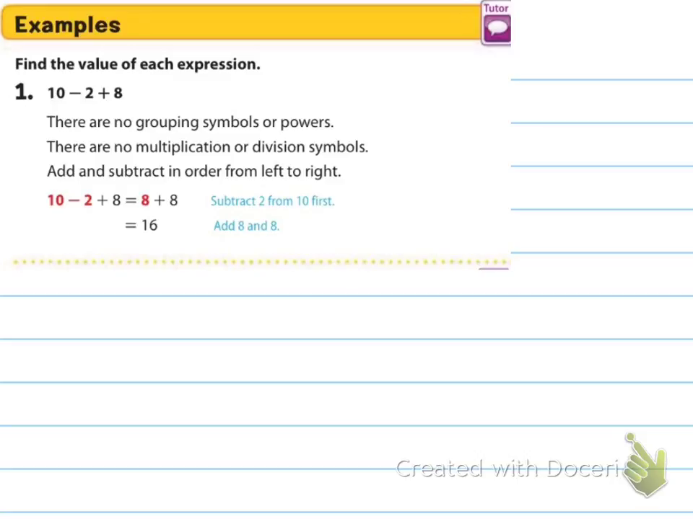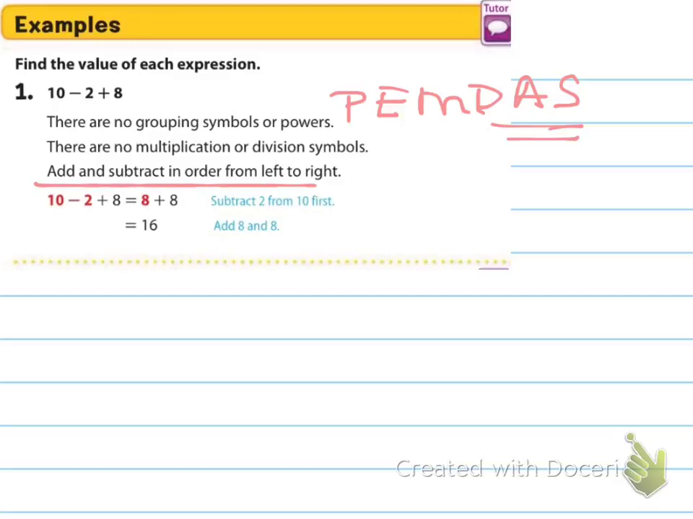For example number 1, it says find the value of each expression, and they give us 10 minus 2 plus 8. So there's no grouping symbols, so there's none of the P. There's no exponents or powers. There's no multiplication or division, but there is addition and subtraction. So remember that it says to add and subtract in order from left to right, just like you're reading a sentence, okay? So that means that the first part we're going to do is 10 minus 2. 10 minus 2 is going to be 8. Then we're going to add the 8 and get 16.